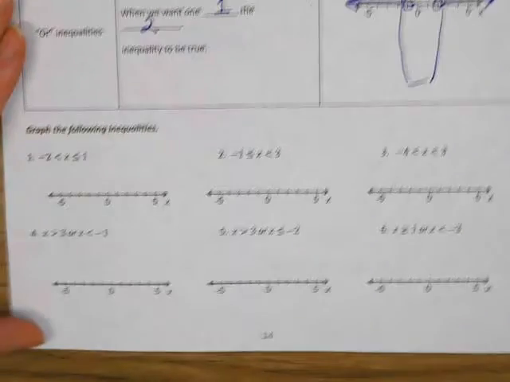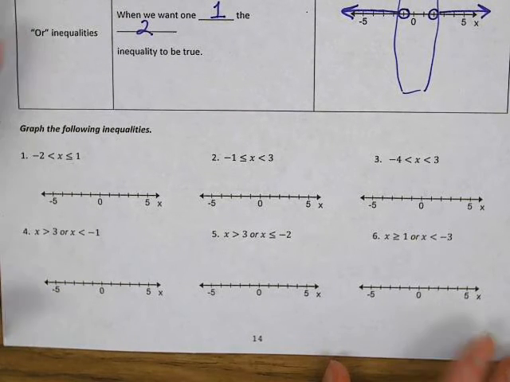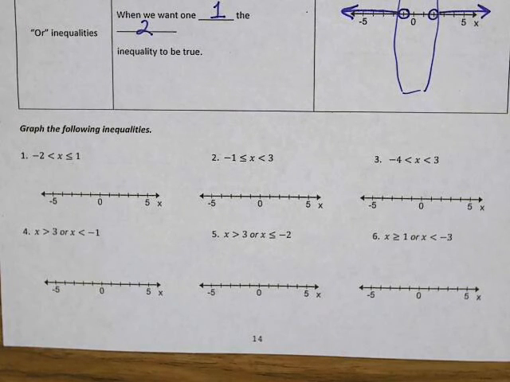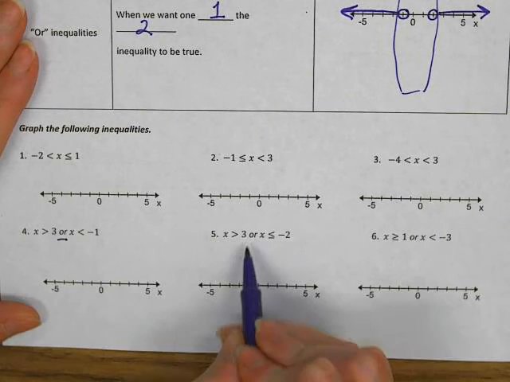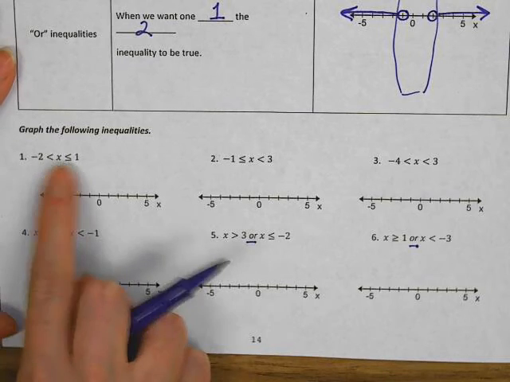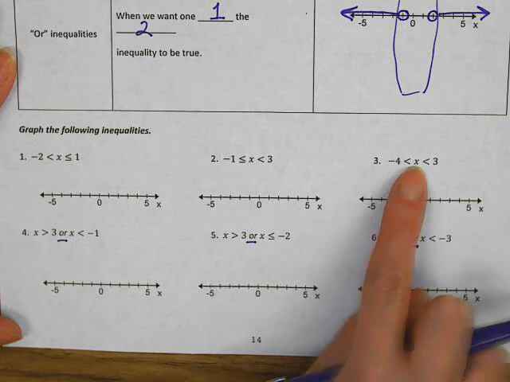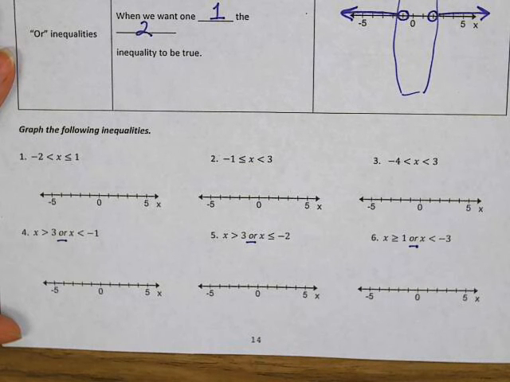Let's see if you guys can distinguish which one's and, which one's or, and sketch the graph. So the easiest way to tell is if you see the word or, it's going to be the or. And if you see it written as a sandwich, a less than sandwich, with the X in the middle, it's an and. So let's try number 2.